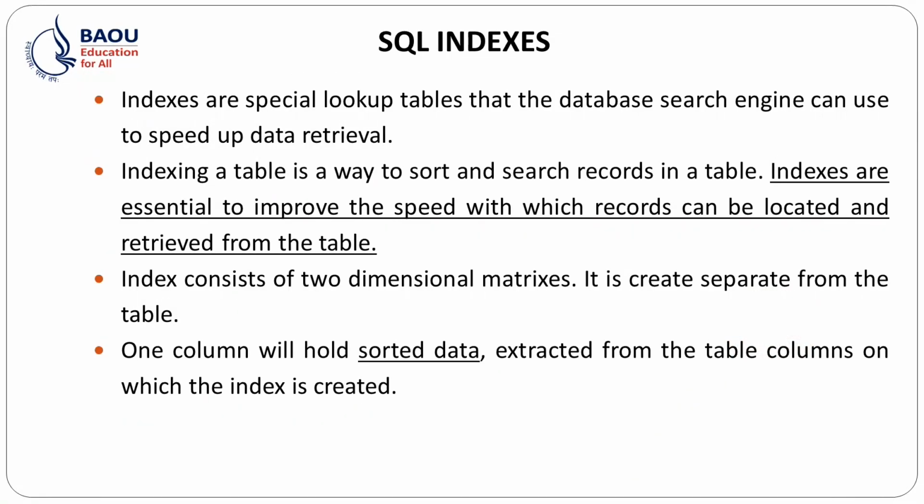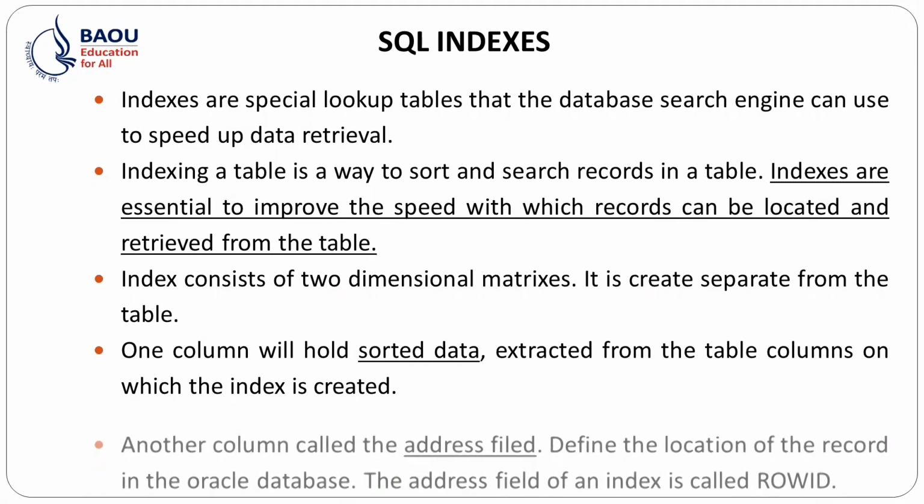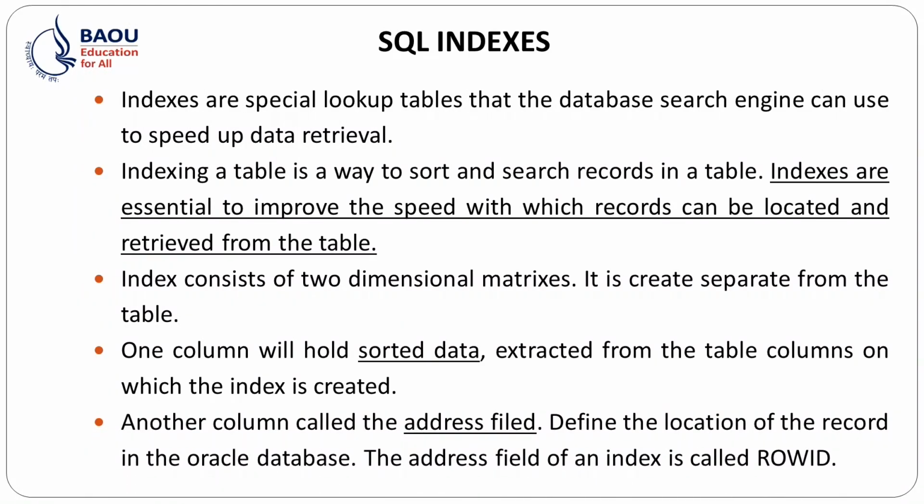One column will hold sorted data extracted from the table columns on which the index is created. Another column is called the address field. The address field defines the location of the records in the Oracle database. The address field of the index is called the row ID.